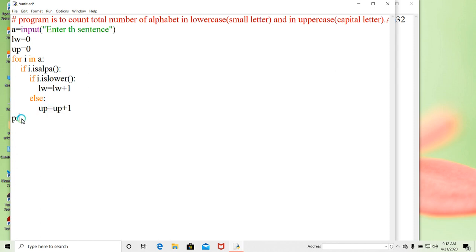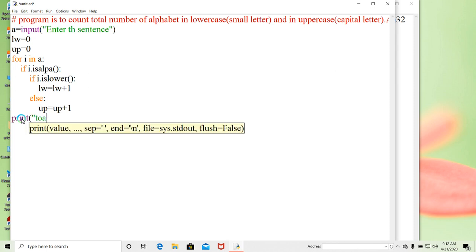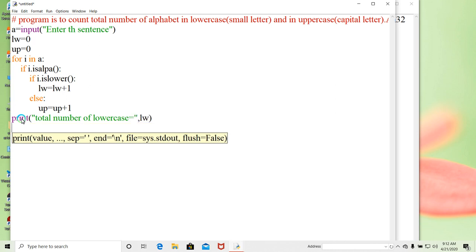So here now I will display, print total number of alphabet is equal to LW, sorry, total number of lowercase is equal to LW. Print total number of uppercase is equal to UP.